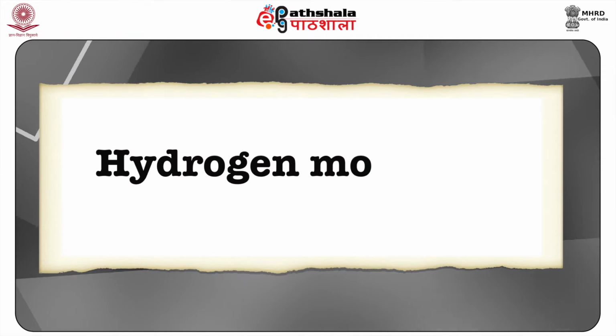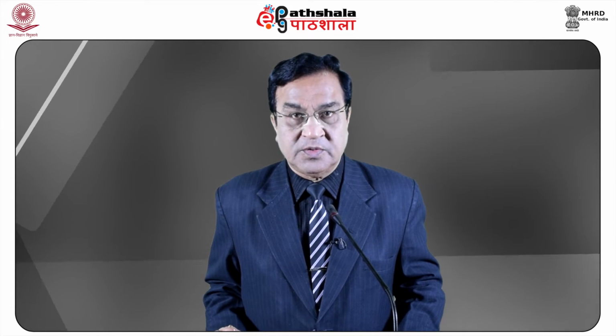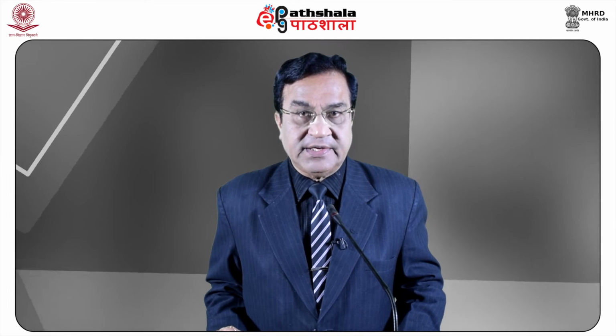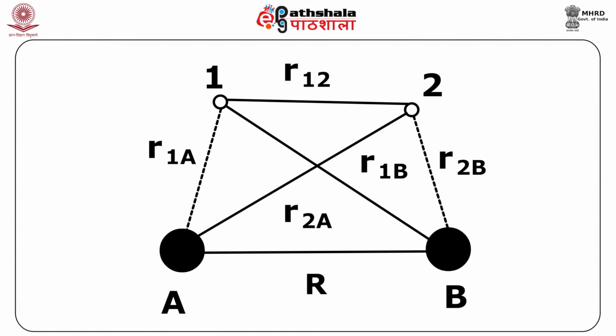Now let us look again at the hydrogen molecule. The hydrogen molecule, as you know, contains two nuclei and two electrons. As shown here, the two hydrogen nuclei are labeled as A and B, and the corresponding two electrons as 1 and 2. The distance between the two electrons is denoted by R12, whereas the distance between the two nuclei is denoted by capital R.